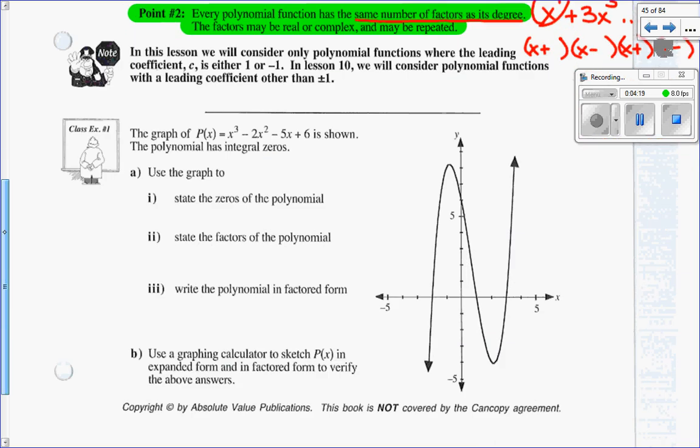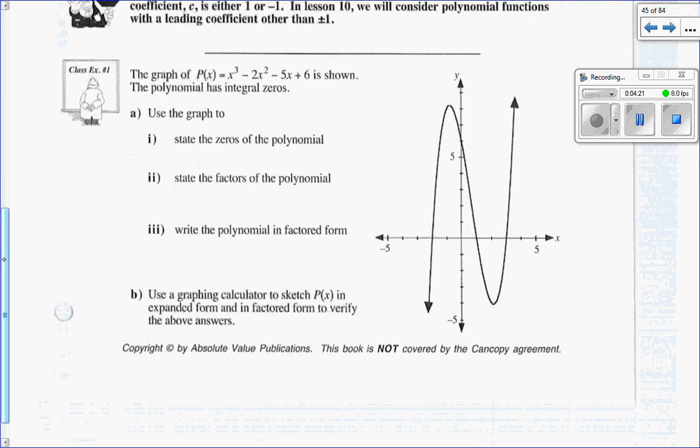Okay, let's have a look at class example number 1. This is a graph of x cubed minus 2x squared minus 5x plus 6. We're going to use the graph, it's given us the graph, to state the zeros of the polynomial. Well, the zeros are just the same thing as saying the x-intercepts. We can read those right off of the graph right here. Our first x-intercept is -2. The zero of this function would be -2. The middle one is 1, and the one on the far right is 3.